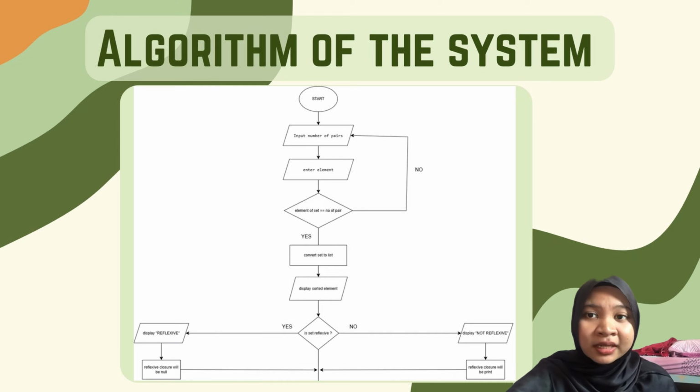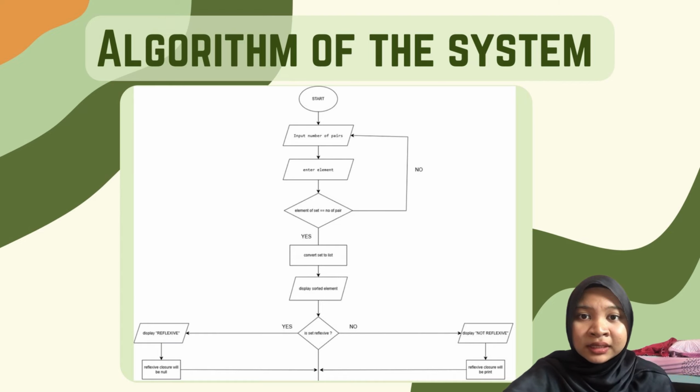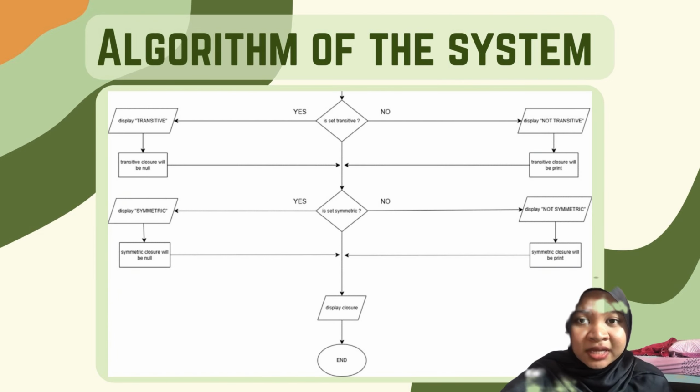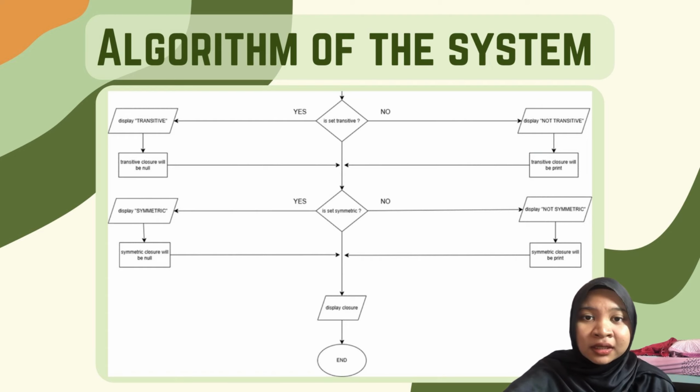After we display the sorted elements, we check the reflexive. If the relation contains all pairs for every number in the set, it will display reflexive and the reflexive closure will be null. If not, it will display not reflexive and then print the reflexive closure. And then next we check the transitive. If the relation is transitive, it will display transitive and the transitive closure will be null. If not, not transitive and it will print the closure.